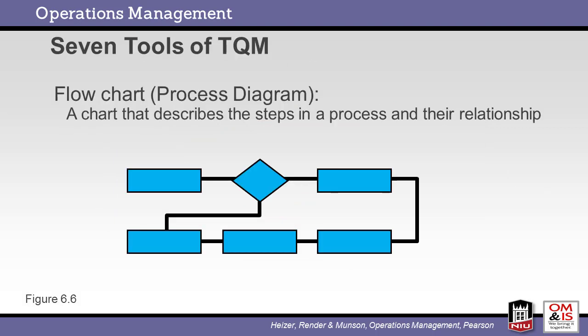The flow chart or process diagram is used to diagram the steps in a process and their relationship. This tool is useful when reviewing existing processes or designing new processes. The chart identifies dependencies and is the basis for cycle time and capacity analysis.